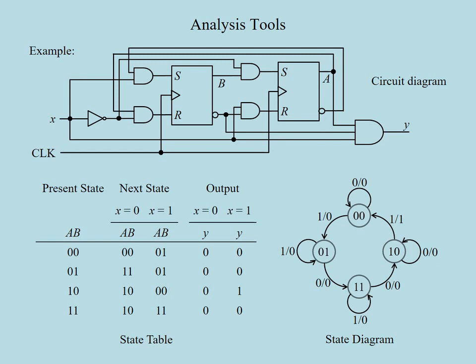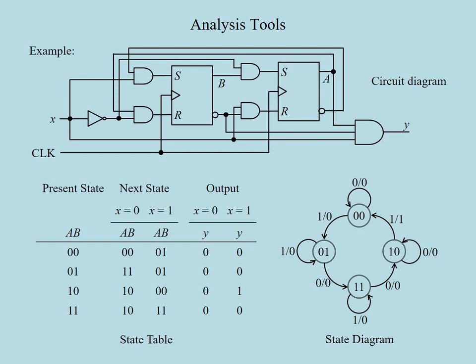Otherwise, the output is 0. So in the labels of all arrows other than this one, a 0 appears after the slash. Also, since the input x can be either 0 or 1, there are two arrows that come up from each state. One labeled with a 0 before the slash and the other with 1.